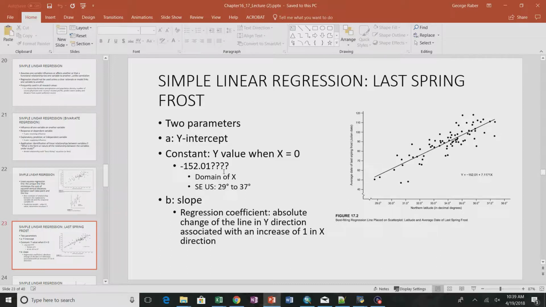What you have to get from this message is that your predictive power goes totally away once you go outside of the domain of your x values. So our x values go from about 29 to 38. We don't really know much about what goes on outside of these values. Those are outside of the domain of x. And in reality, we know that this is true because this value makes no sense at all.